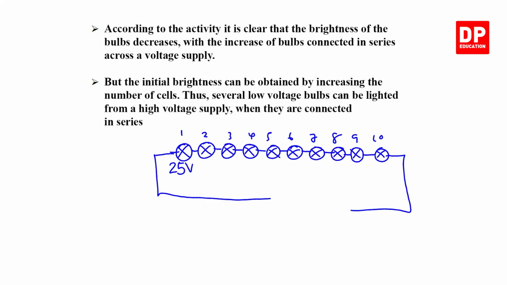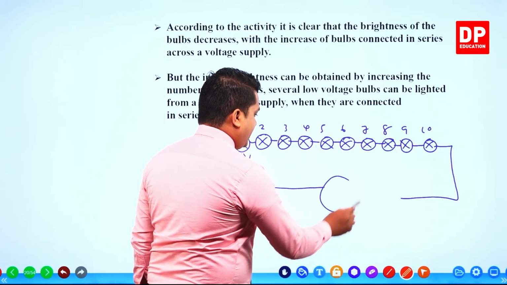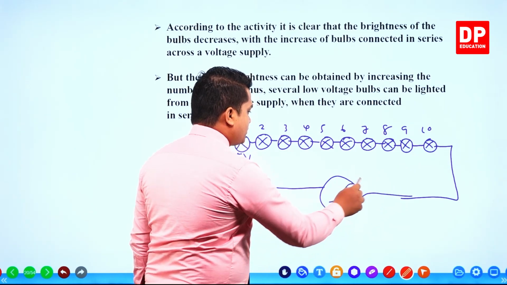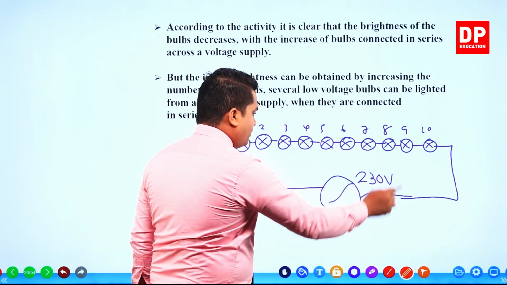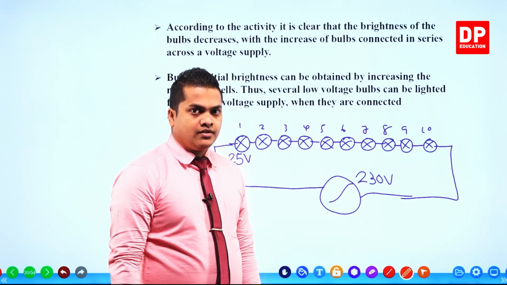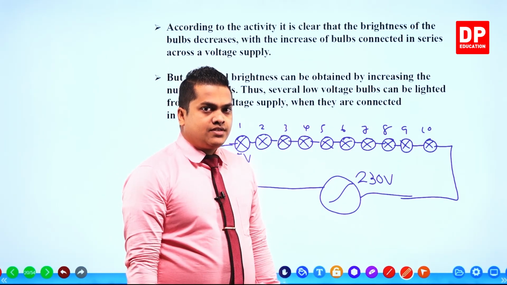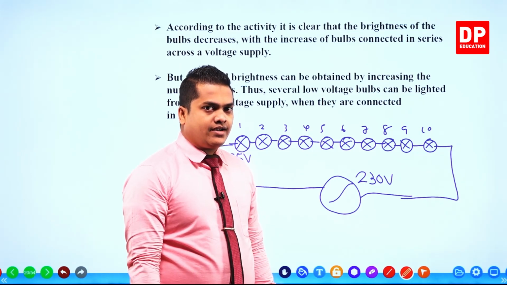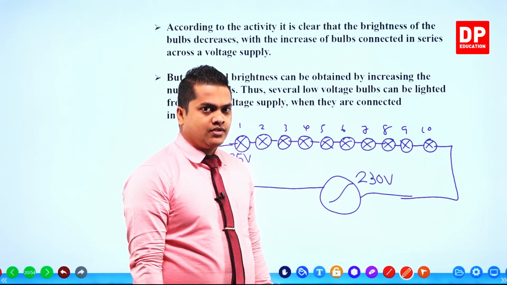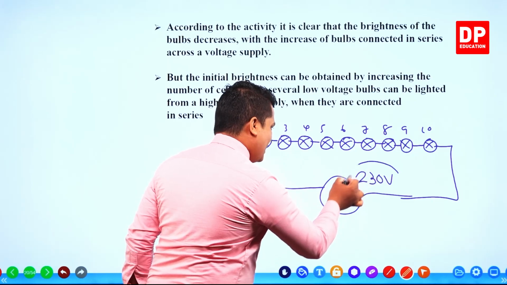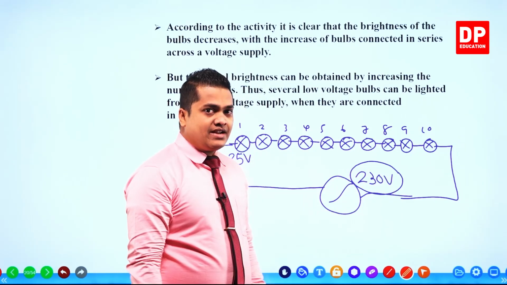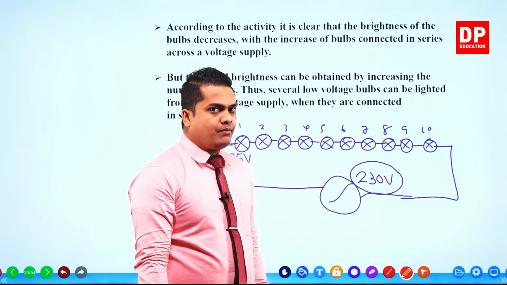10 bulbs like this. What will happen? And I'm going to connect it once again to our household electricity, 230 volts. What will happen? As there are 10 bulbs across the system which are connected in a series connection, this voltage is getting divided into 10 equal parts.